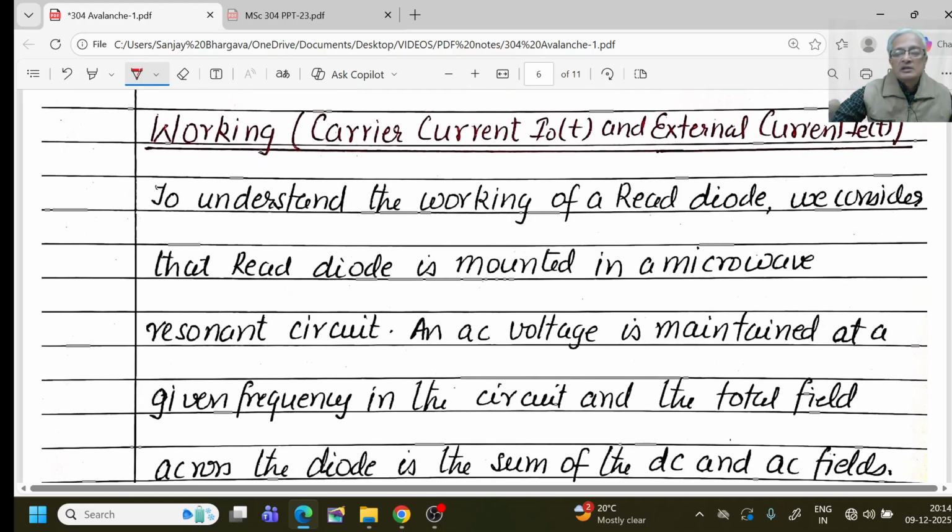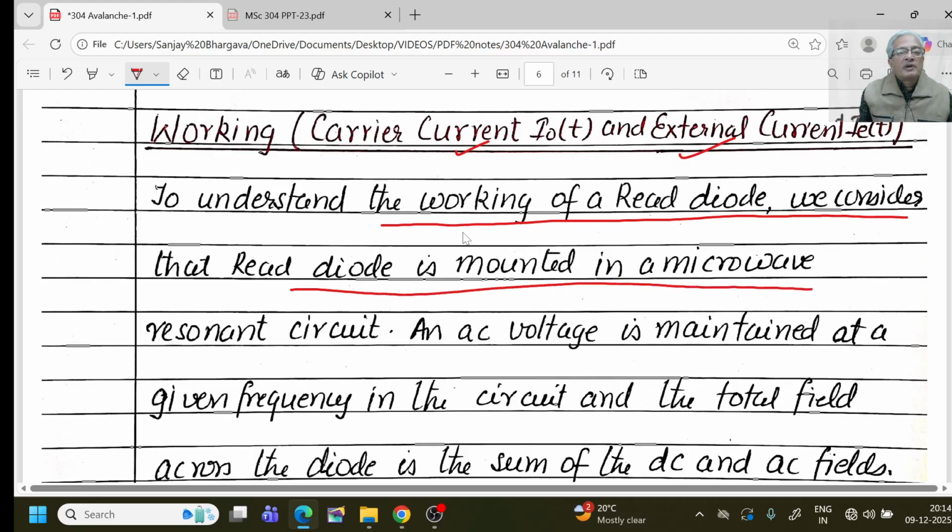Now how does this work? How do we obtain the carrier current and the external current? To understand the working of a read diode, we consider that the read diode is mounted in the microwave resonant circuit, already said by us. An AC voltage is maintained at the given frequency in the circuit.